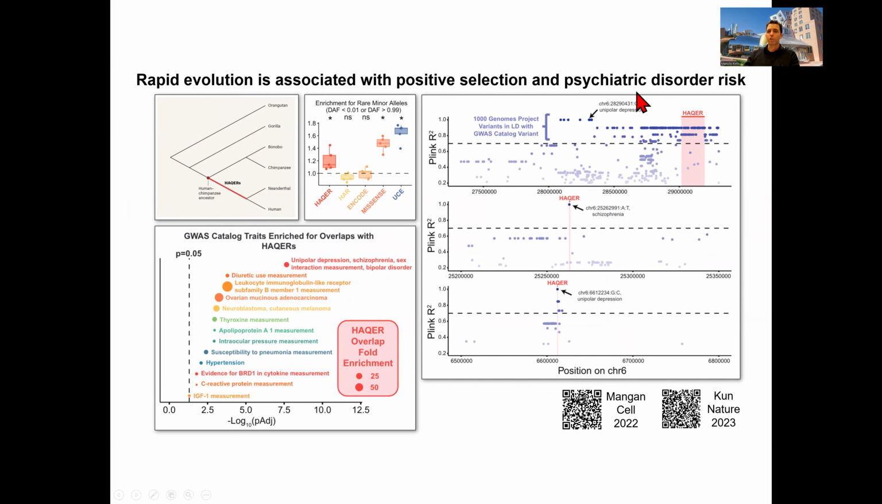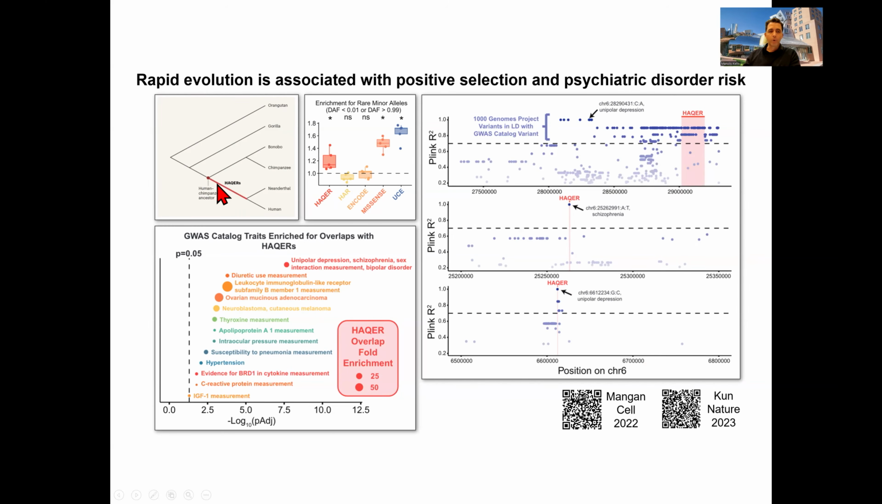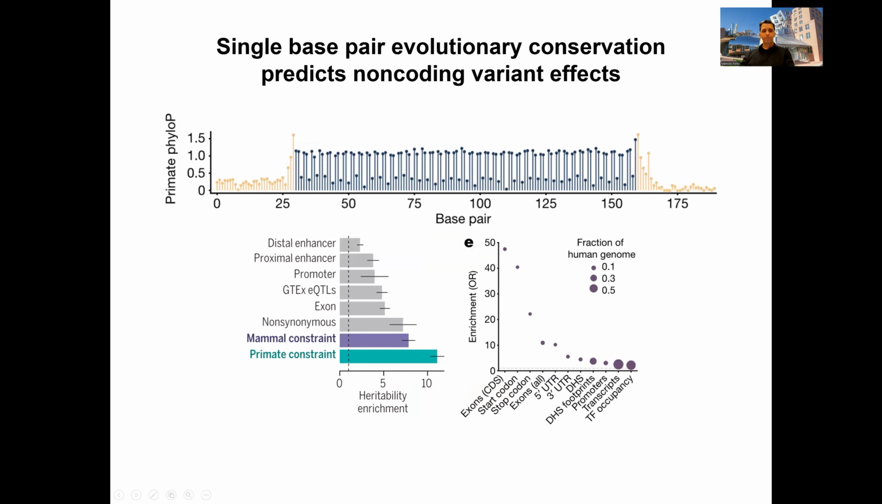And you can see that it is associated with increased psychiatric disorder risk based on these rapidly evolving elements that are predicted to overlap regions that are associated with schizophrenia. So you can now start seeing how you can predict human-specific regulatory function for specific elements that are found to be rapidly evolving by measuring how long is that branch length. And those regions are now shown to also be human-specific in their inferred regulatory activity.